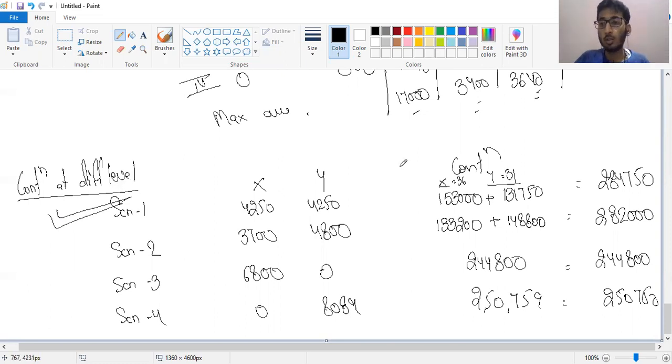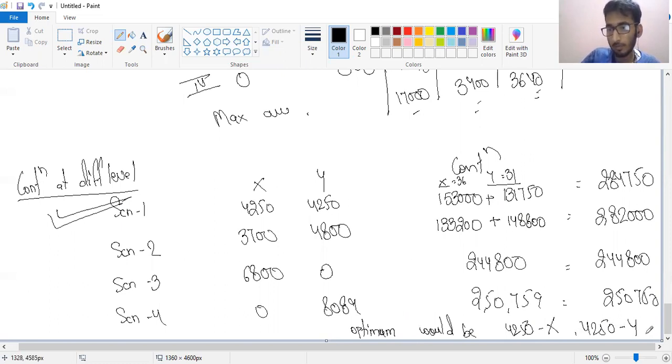We are getting maximum contribution in scenario first. So the optimum would be 4250 of X and 4250 of Y. Since I don't have much space, I wrote it like this. So it is the best scenario, and we have calculated it. With this, question number 1 is completed. No, the second point is also there, so we need to do it on a different sheet.